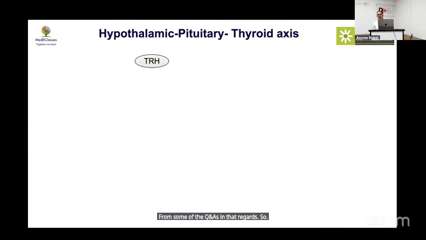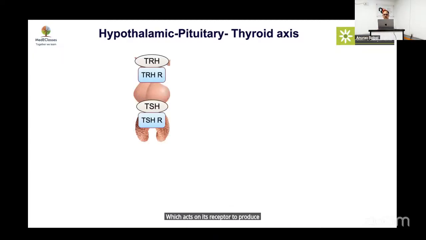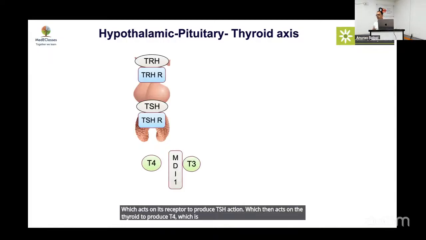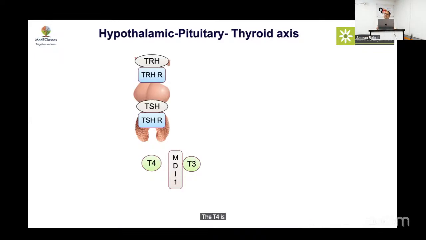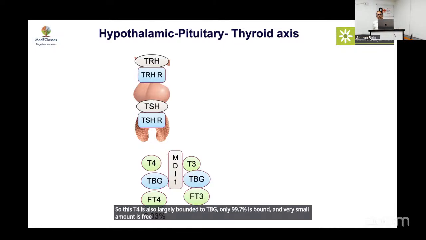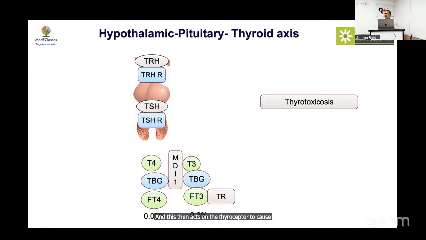So TRH is produced by the hypothalamus, which acts on its receptor to produce TSH action, which then acts on the thyroid to produce T4, which is basically a prohormone. T4 is converted using monodeiodinase 1 to T3, and it can be inactivated via monodeiodinase 3 into reverse T3. This T4 is also largely bound to TBG. Around 99.7% is bound and a very small amount is free, and the same for T3. So ultimately it is the free hormones which are responsible for the action. This then acts on the thyroid receptor to cause a decrease in the TSH levels.